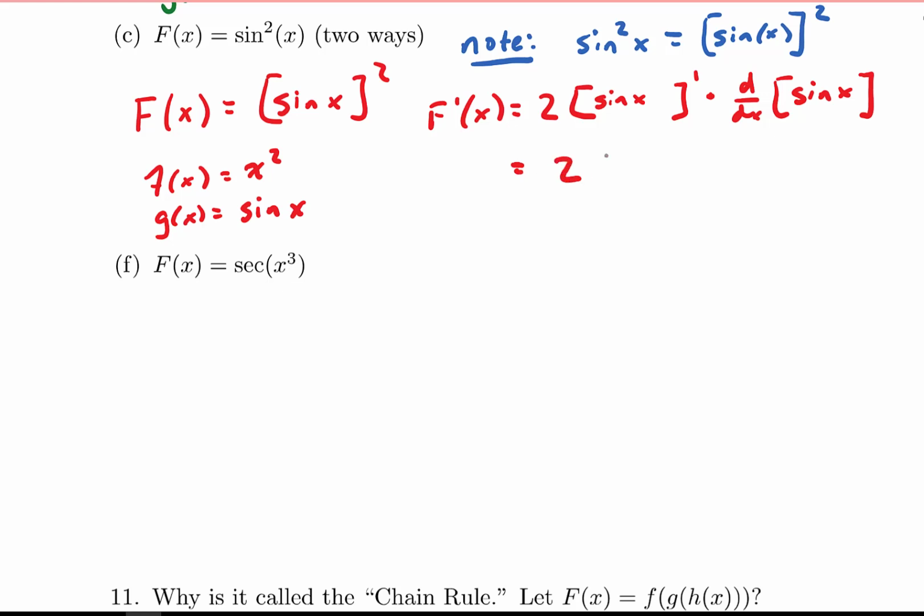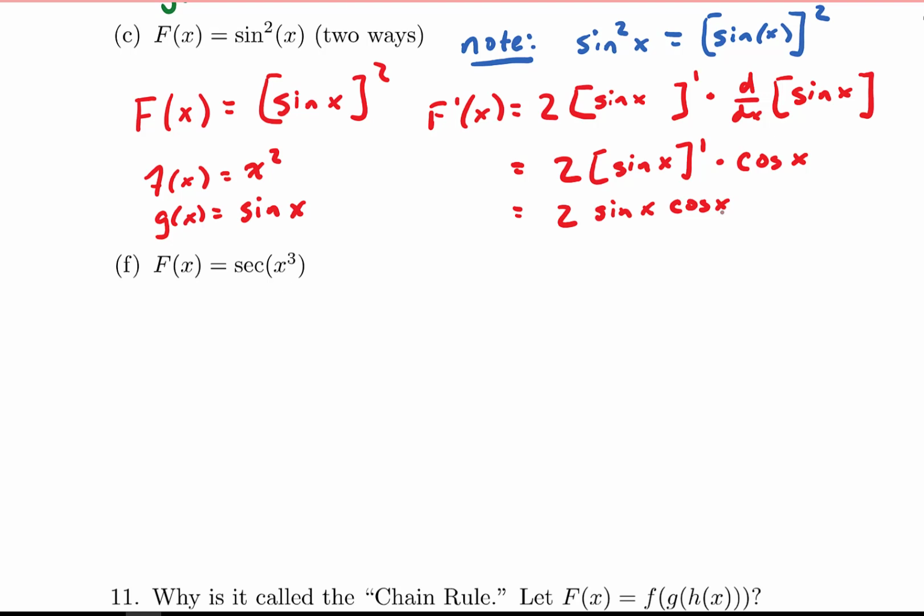So this gives me 2 sine of x to the first, and then what's the derivative of the sine? Well, it's the cosine of x. Okay. We could clean this up. There's no reason to raise this to the first power like this anymore. So we get 2 sine x cosine x.